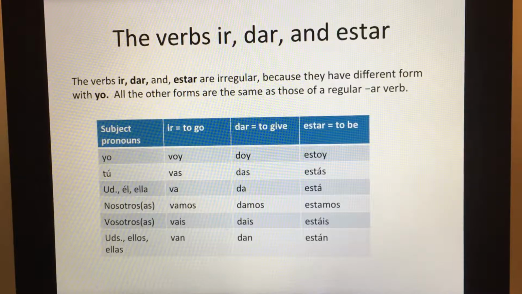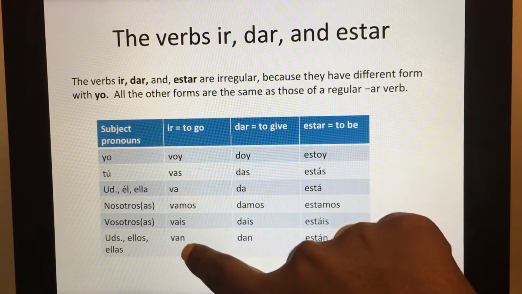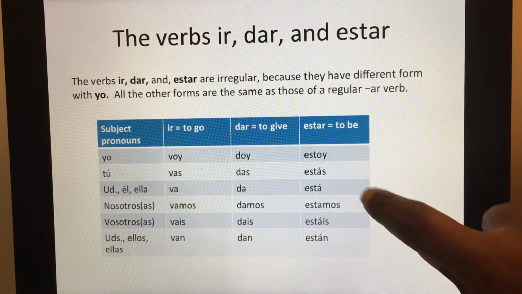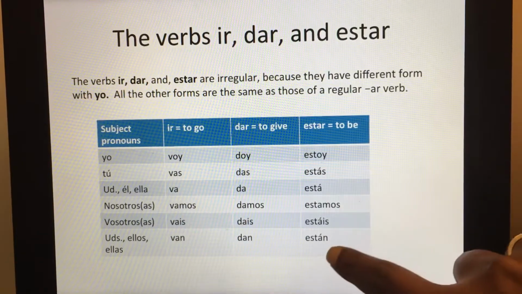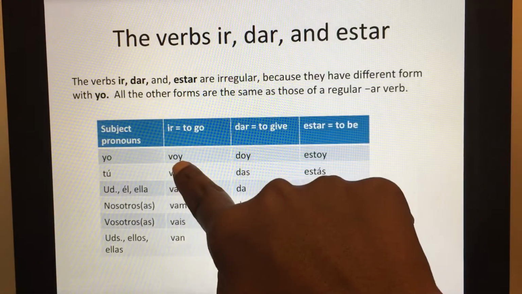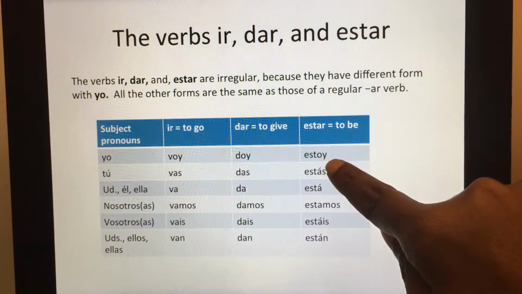So, we learned about AR verbs and how to conjugate them. Notice the endings. As, a, amos, an. As, a, amos, an. So, the endings haven't changed for the rest of the conjugated forms except yo. Yo voy. Yo doy. Yo estoy.